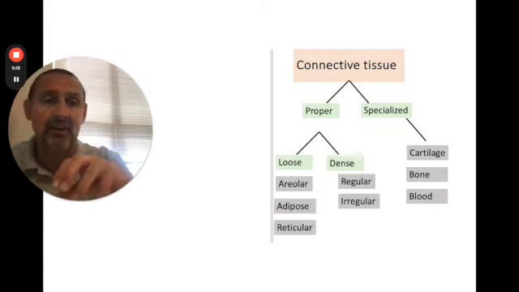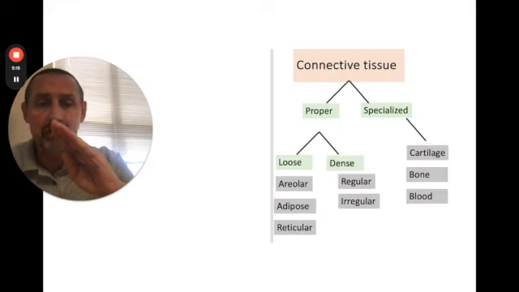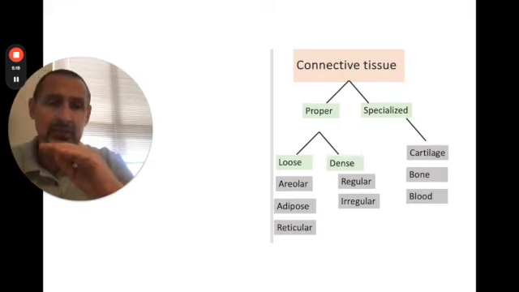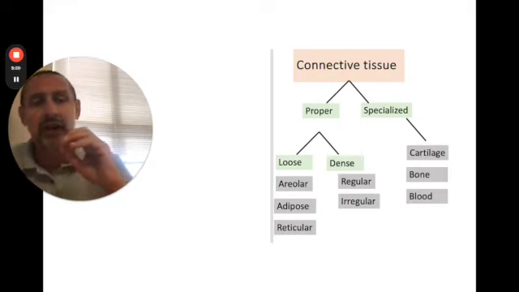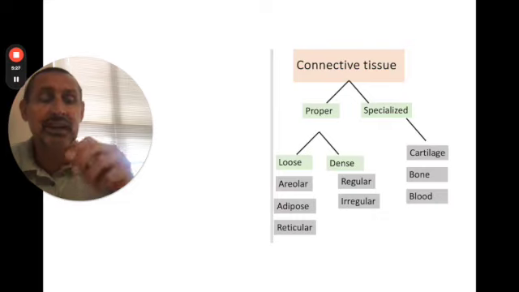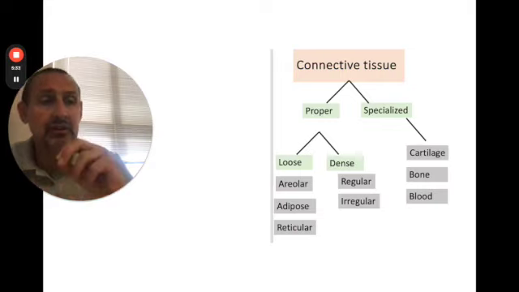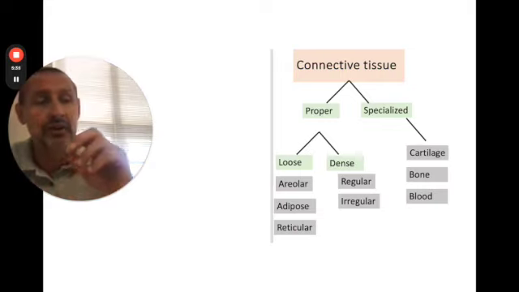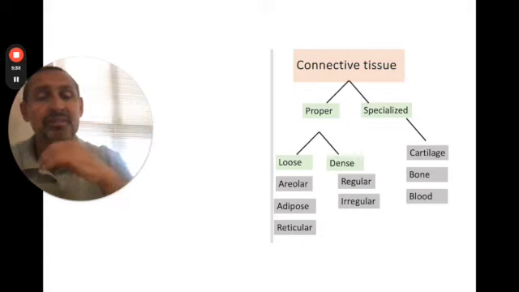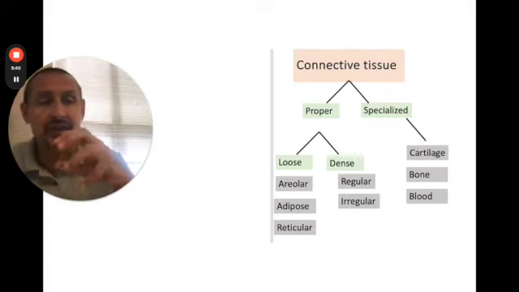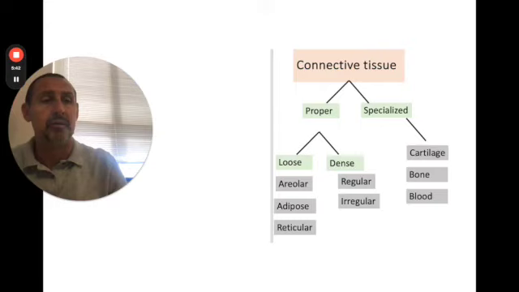In the dense category, if the fibers are close together, that matrix fibers are close together, and they're regular or sometimes reticular, we would find that in things like your ligaments or vocal cords and tendons. If it's irregular, we would find that like in your dermis, the layer below your skin. Your arteries are filled with more irregular dense tissue.